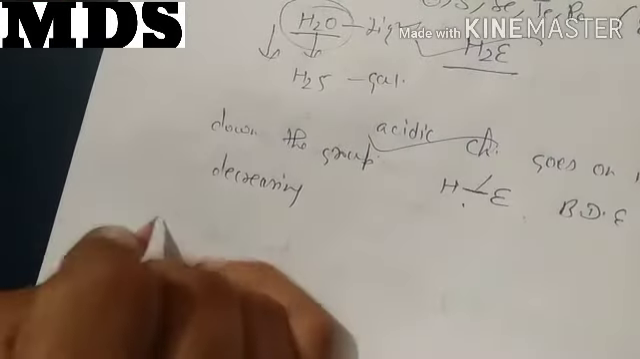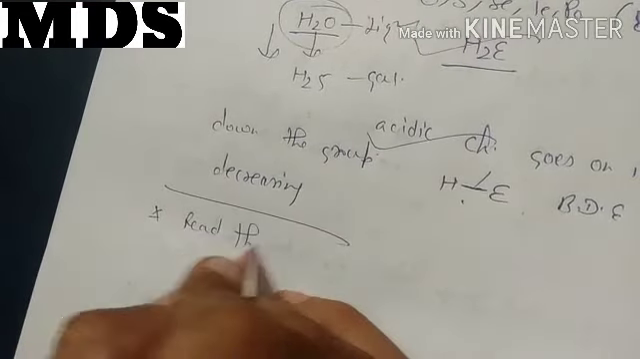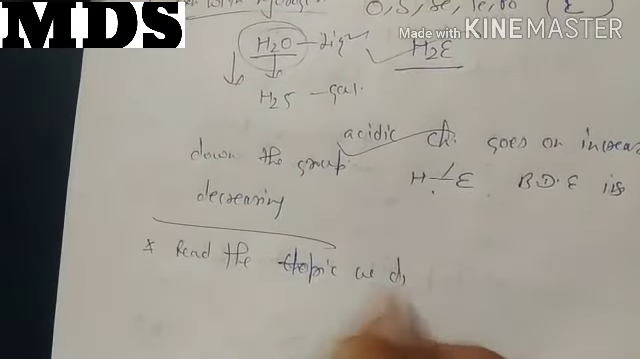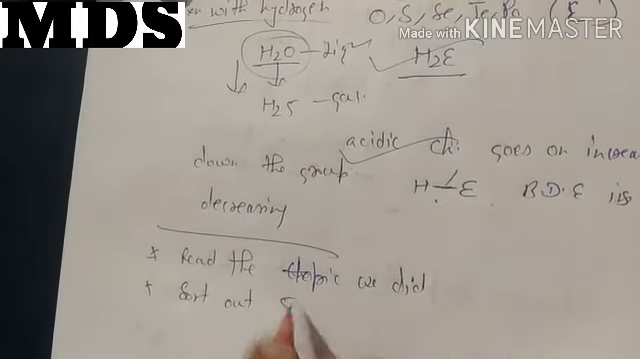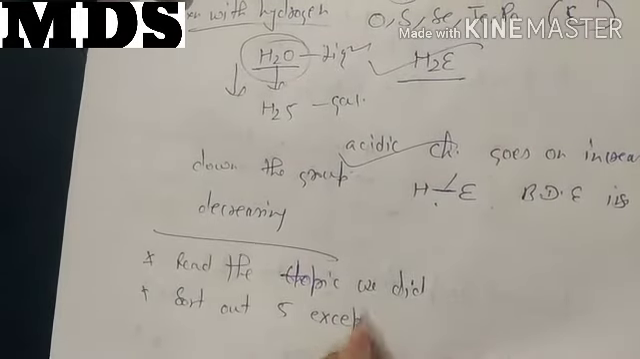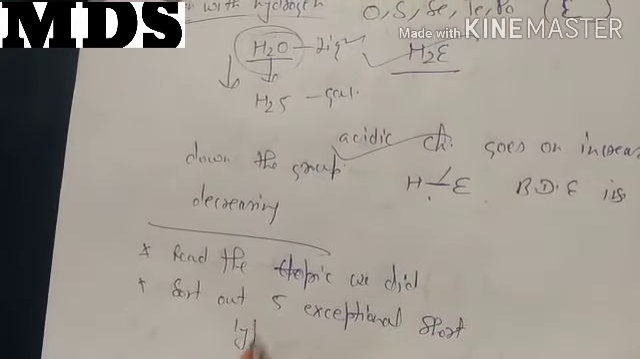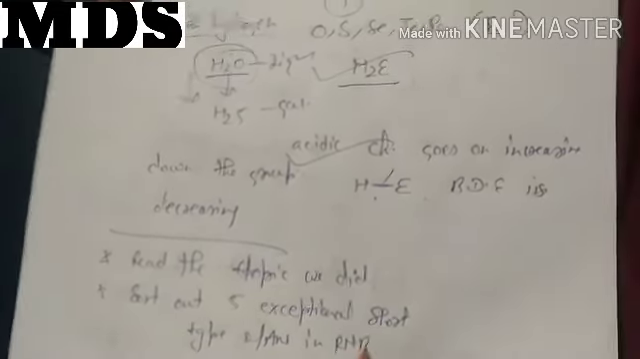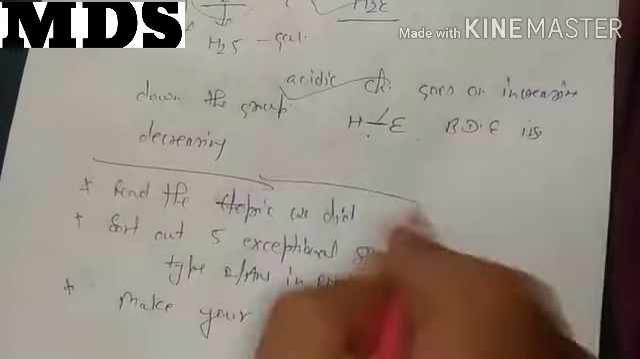Okay, so today your homework is to read the chemical property, or you can say read the topic we did. Second, sort out 5 exception-based questions and answer them in a rough notebook. Third, make your notes regularly. Make your notes. Okay. Thank you.